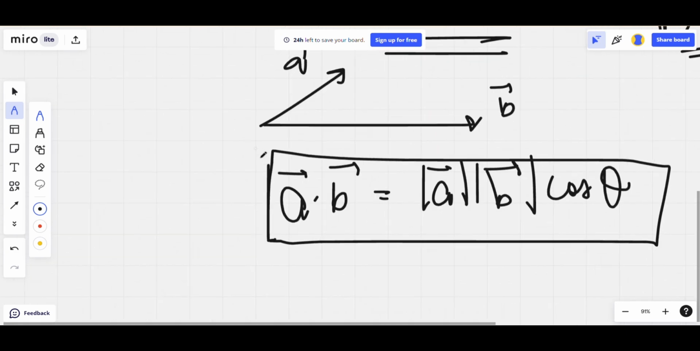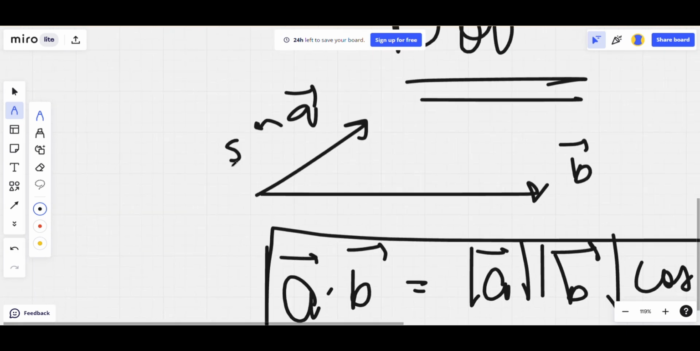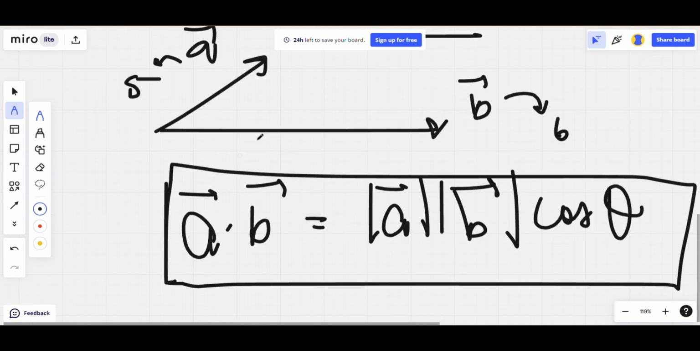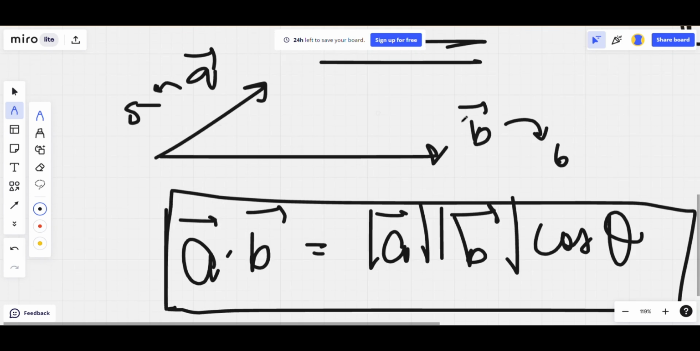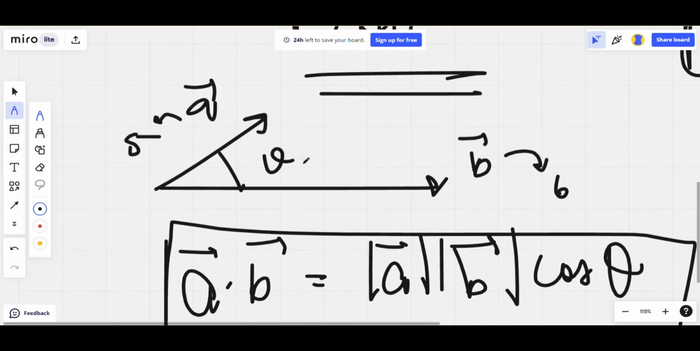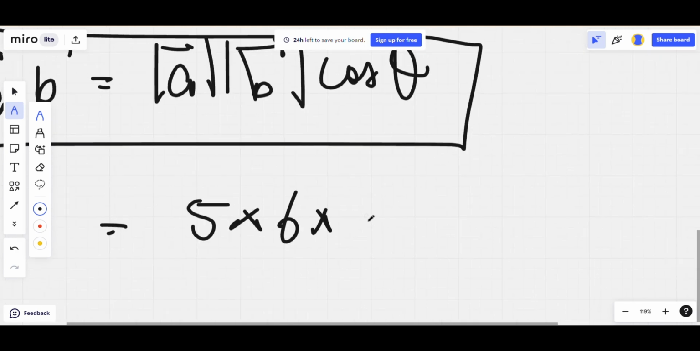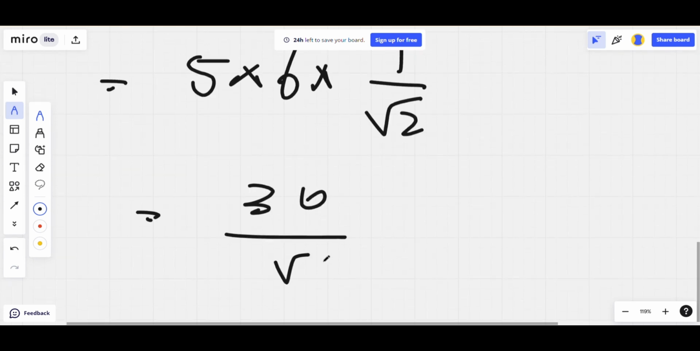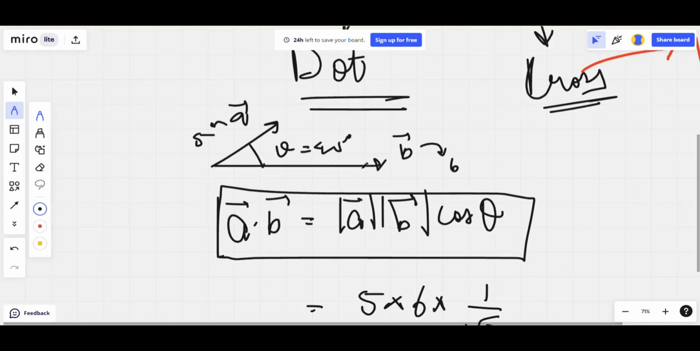For example, if a vector's magnitude is 5 and b vector's magnitude is 6, then what is a dot b? We have 5 into 6 into, let's say this theta is 45 degrees, cos theta, which is cos 45 degrees. Cos 45 degrees is nothing but 1 by root 2. Then we have 30 by root 2, which is the dot product.